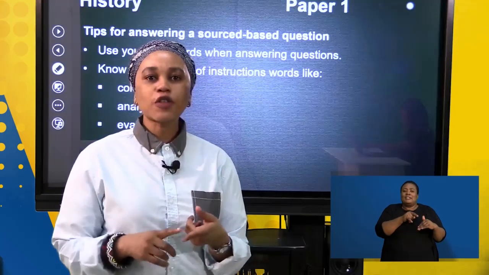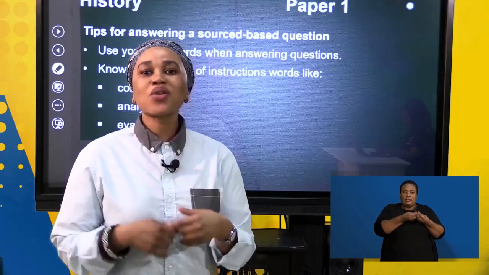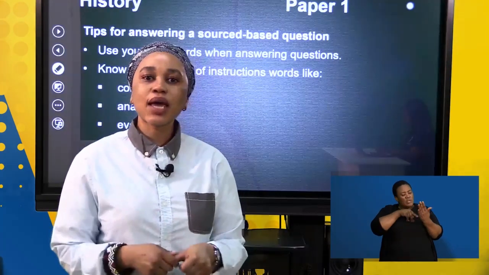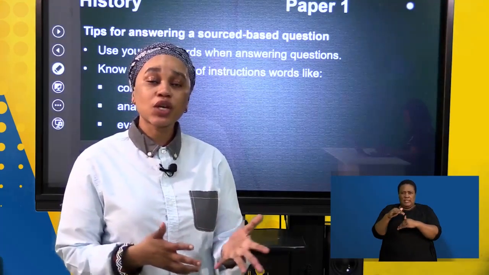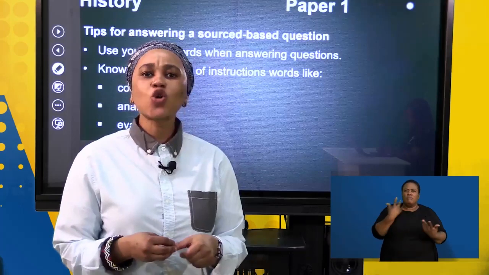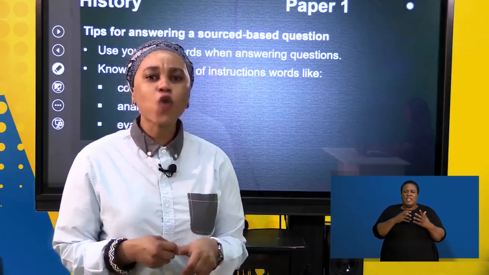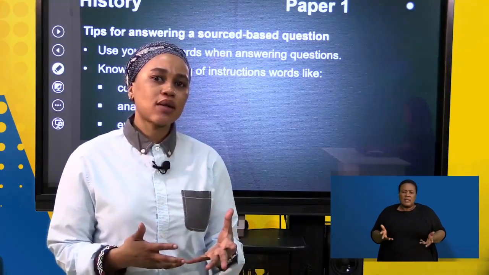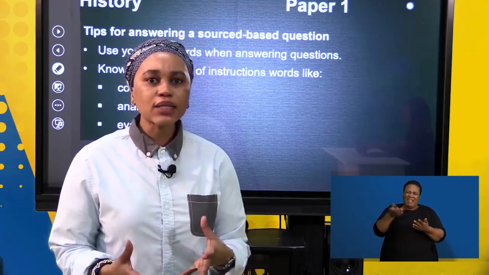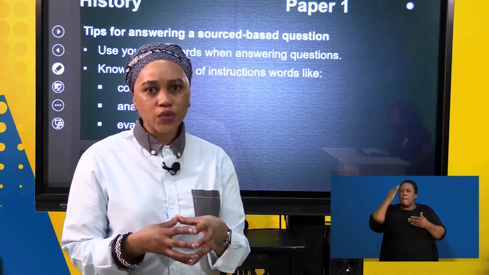Now, the value of the source refers to the good things about the source. So what are the good things that we can get from reading this source? And then the limitations of the source, as the word suggests, will be the shortfalls of the source. You'll be looking at things like the source is biased or one-sided, therefore it cannot be trusted. Or this source was written long after the event, so there was the likelihood of memory loss and all those things.